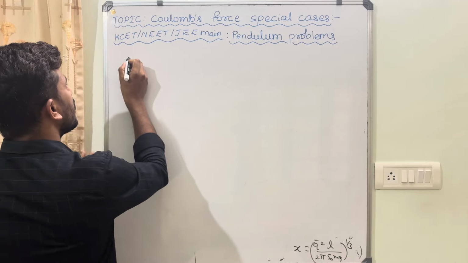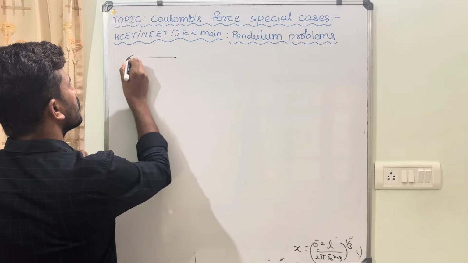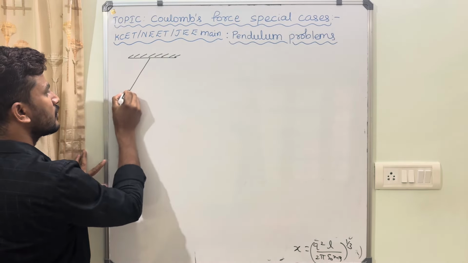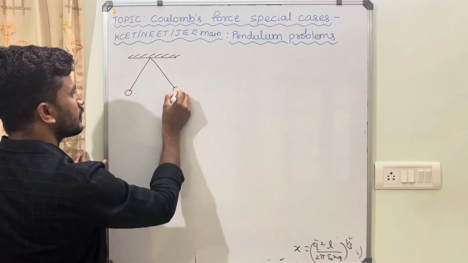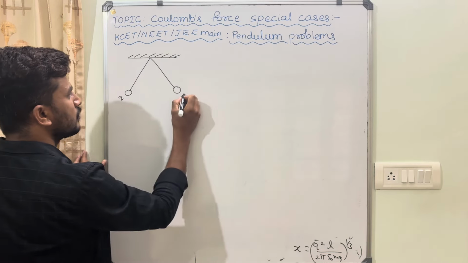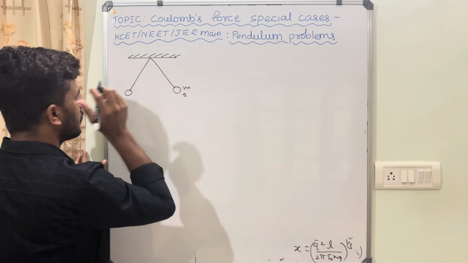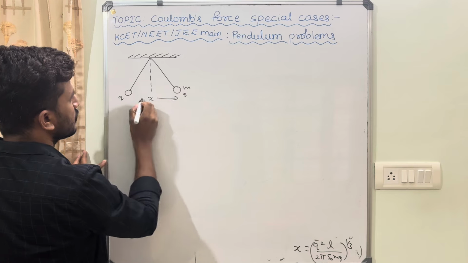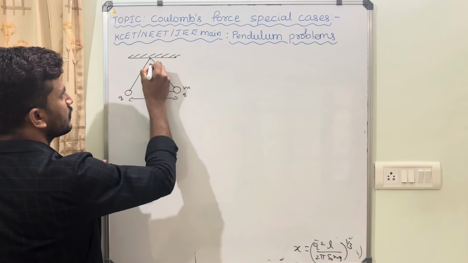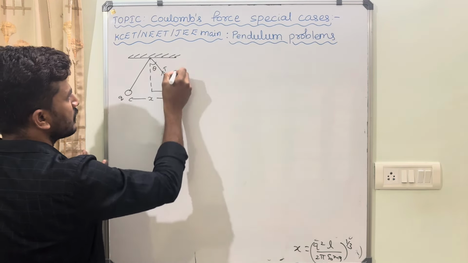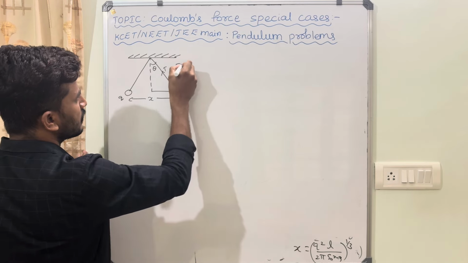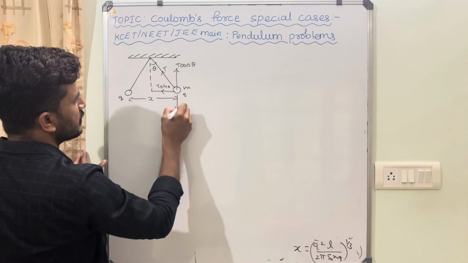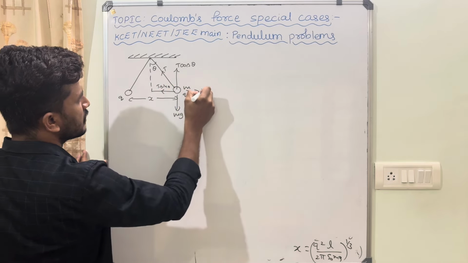Here we have the same situation. Here is a bob with charge q and mass m, separated by some distance x, so half of it is x by 2. This is theta, this is T, this is T cos theta, and this is T sin theta, this is mg, and in this direction the electric force.